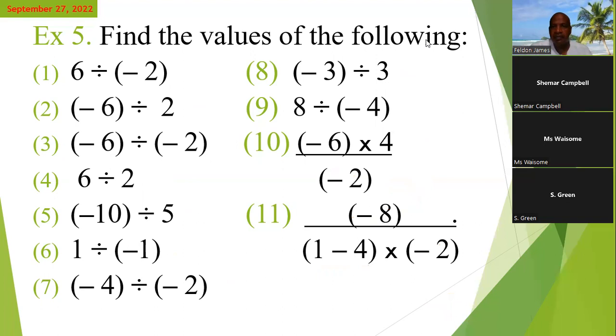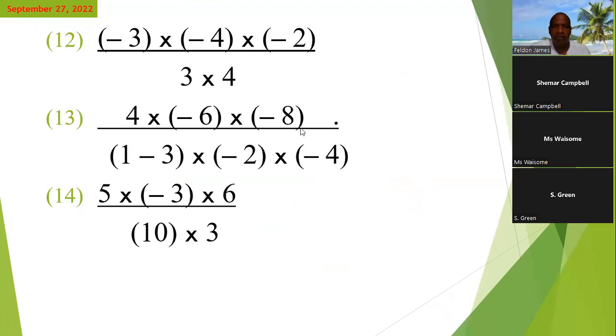All right, let me clear these. Here we have 3 more. Let us see if we can finish those before the time ends.